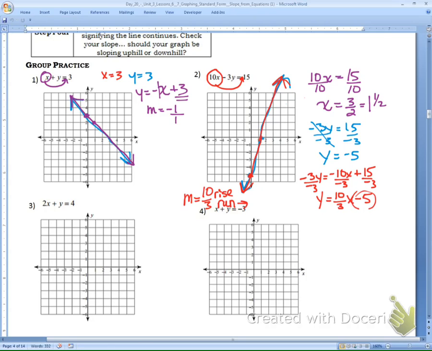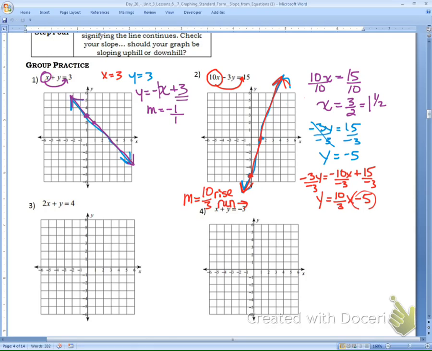So it doesn't matter which method you use, just make sure you are familiar with both methods when you're looking at standard form. On the ECAs, it might ask you what are the x and y intercepts before it'll even ask you to graph the line, so you do need to know how to do both methods.